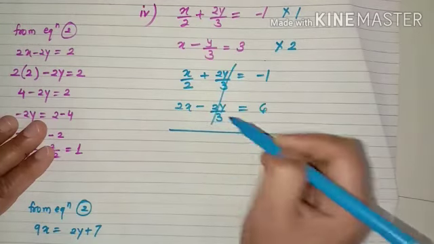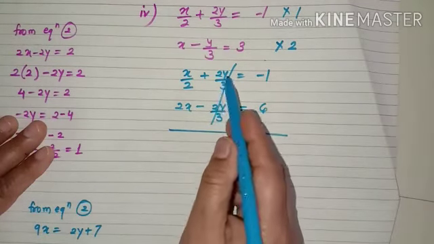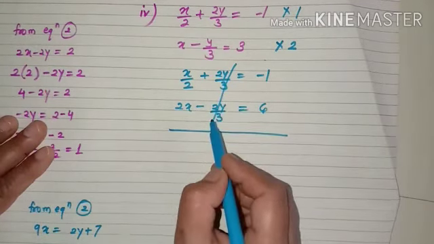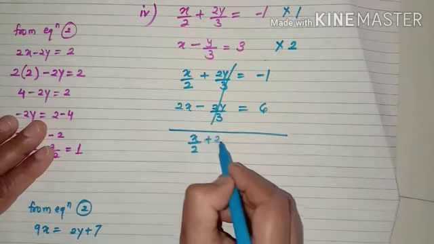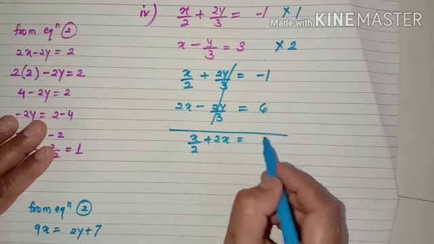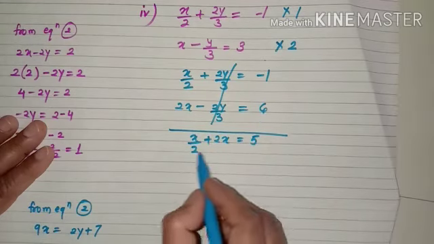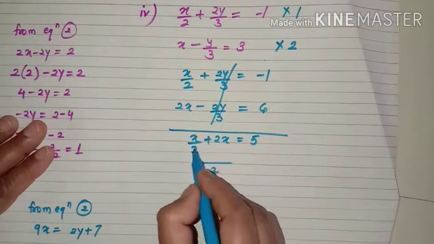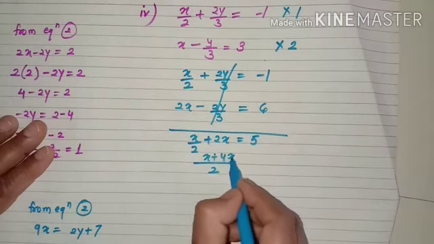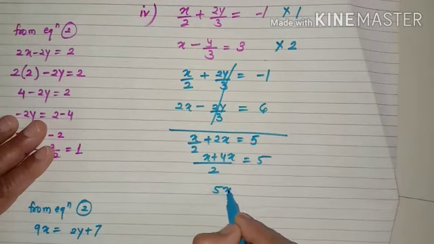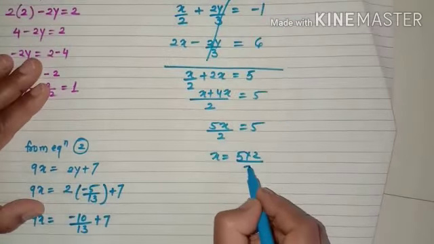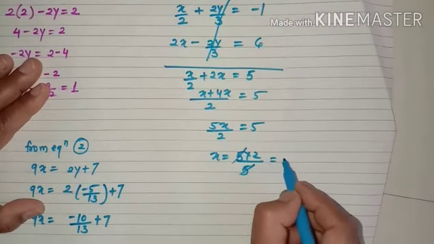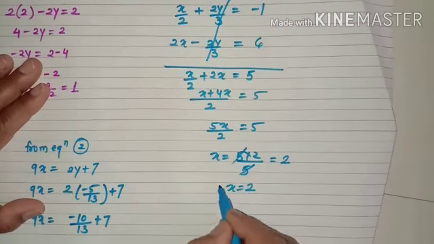So we will add these two equations and this 2y by 3 cancels with this minus 2y by 3, and we will get, since we are adding here, x upon 2 plus 2x equal to minus 1 plus 6, we will get plus 5. LCM 2, x plus 2 2s are 4x, equal 5. 5x upon 2 equal 5. x equal 5 into 2 upon 5. This 5 cancels with this 5 and we will get x equal 2.